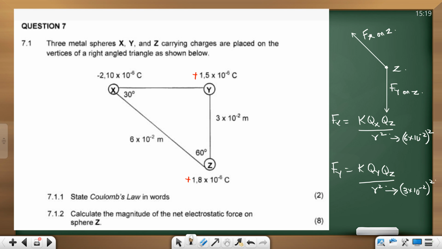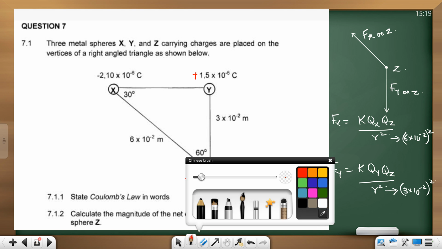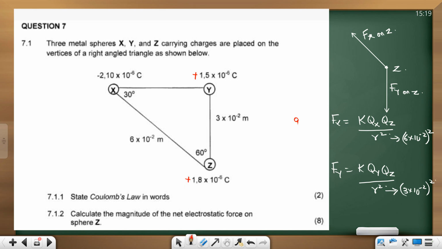So which one is 9.45? Is it X? Yes. And F of Y on Z is what? 27. Now, here's the deal.